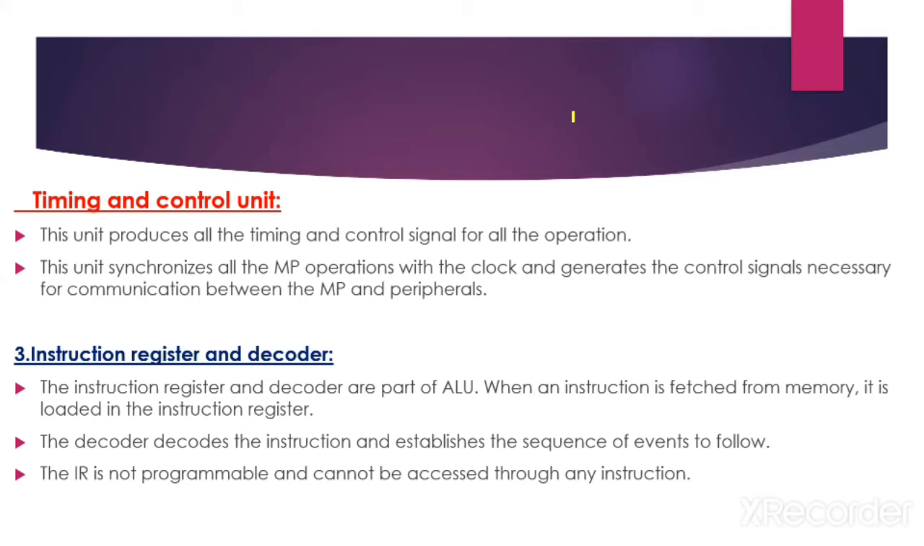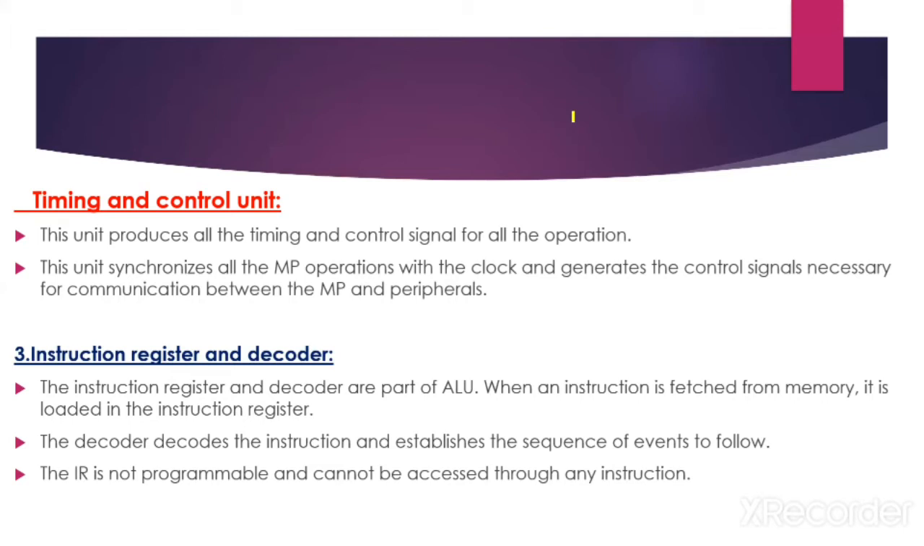Next is the instruction register and decoder. The instruction register and decoder are also part of the ALU. When an instruction is fetched from memory, it is loaded in the instruction register. The decoder decodes the instruction and establishes the sequence of events to follow. During an instruction fetch, the first byte of the instruction, that is the opcode, is transferred to the 8-bit instruction register.